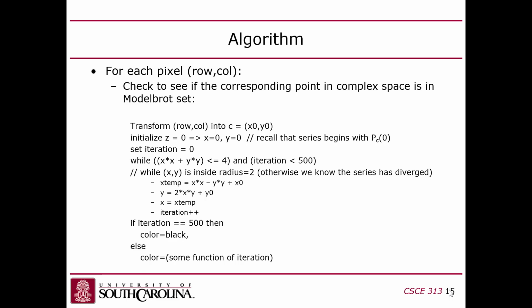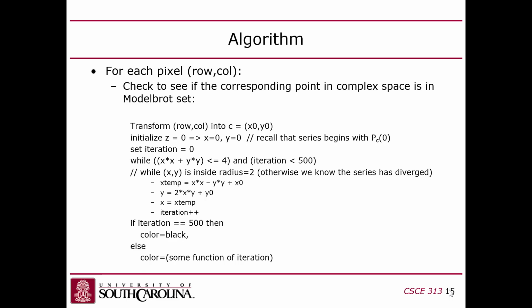And once you get through that while loop, I'm sorry, you have to also check the iteration. You don't want to keep going through the while loop infinitely, right? You have to give up at some point. So that's why it says and iteration less than 500, right? If you break out of the while loop because the iteration count hit 500, at that point you assume that the pixel must be in the Mandelbrot set, so you'll color it black and print it to the screen.